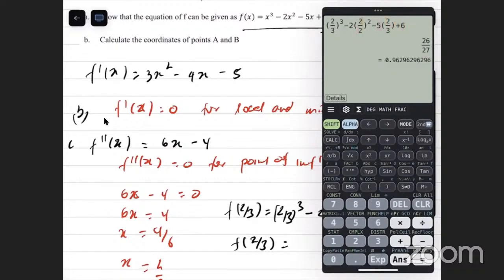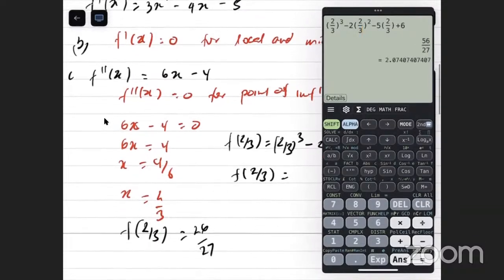All right. That's going to be 2/3. So it's 2.07, 56 over 27. Okay, 2.07.